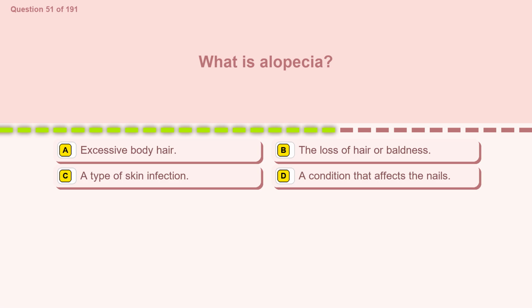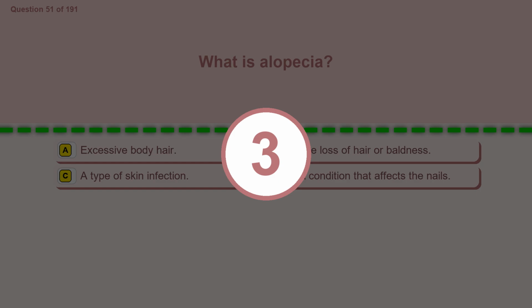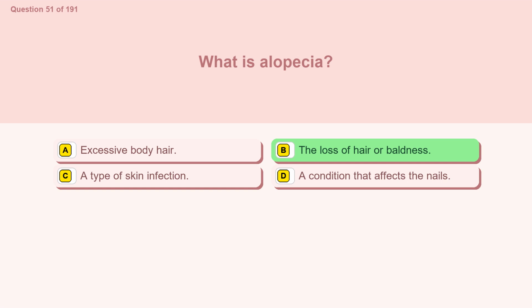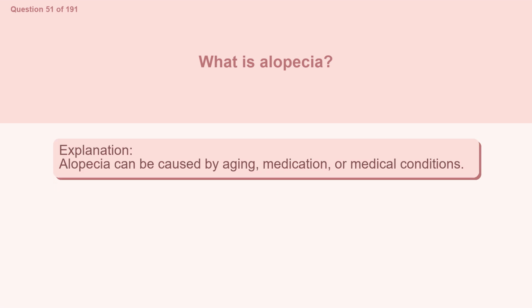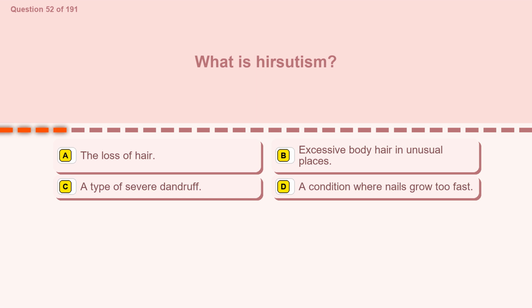Option C. A type of skin infection. Option D. A condition that affects the nails. The correct answer is option B. The loss of hair or baldness. Alopecia can be caused by aging, medication, or medical conditions. Question 52. What is hirsutism?